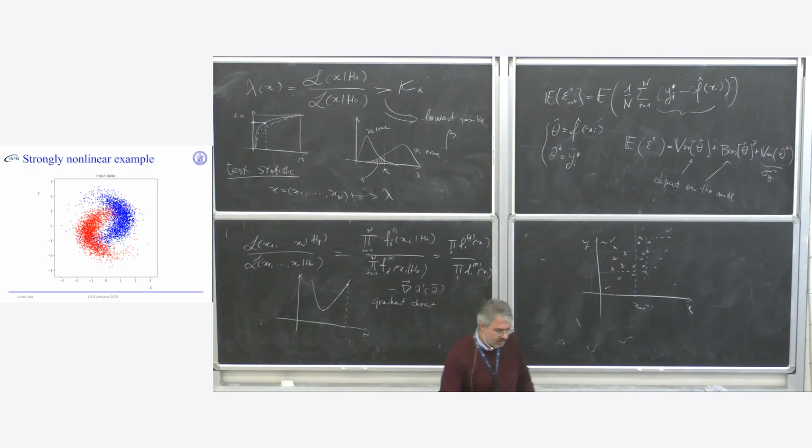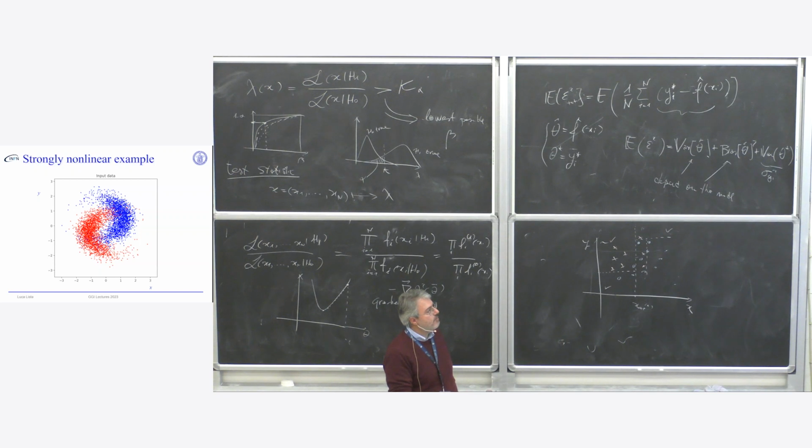This is, for instance, a case where we have strongly nonlinear distributions. You see, you cannot really factorize the PDF into dimensions. If you project this on the horizontal axis, you have sort of a bump here, and on the vertical axis you have a bump there. But if you had independent variables, you would expect a blob here.